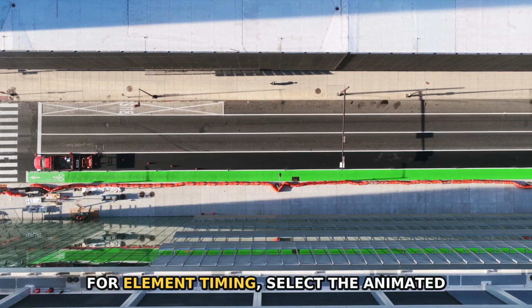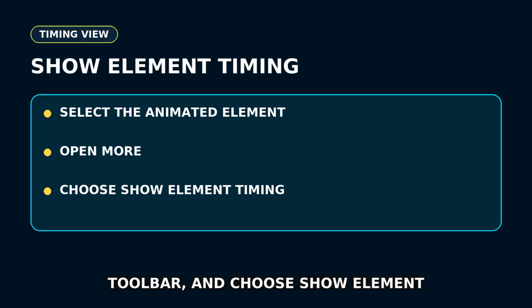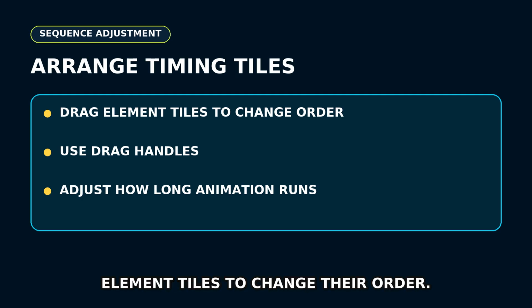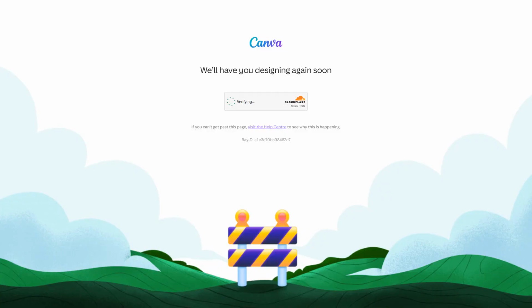For element timing, select the animated element, open More in the floating toolbar, and choose Show Element Timing. The timing appears in the thumbnail view below the editor. In that timing view, drag the element tiles to change their order. Use the drag handles from left to right to change how long each animation runs.